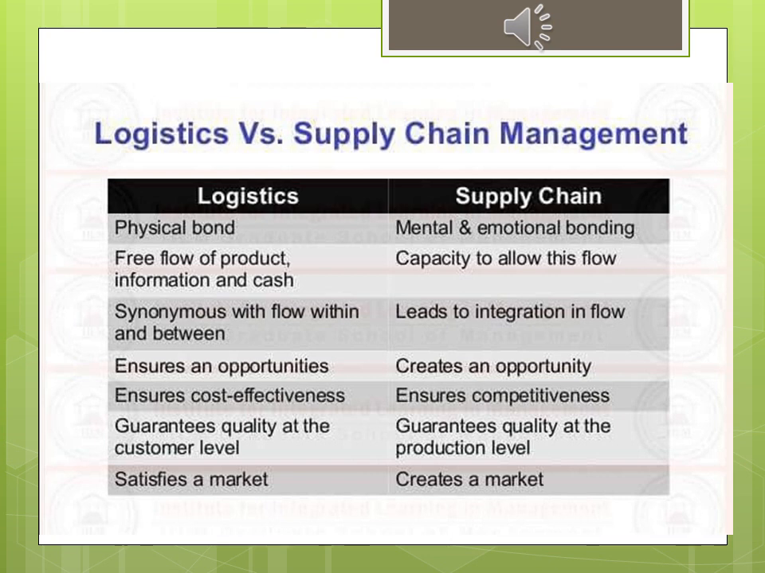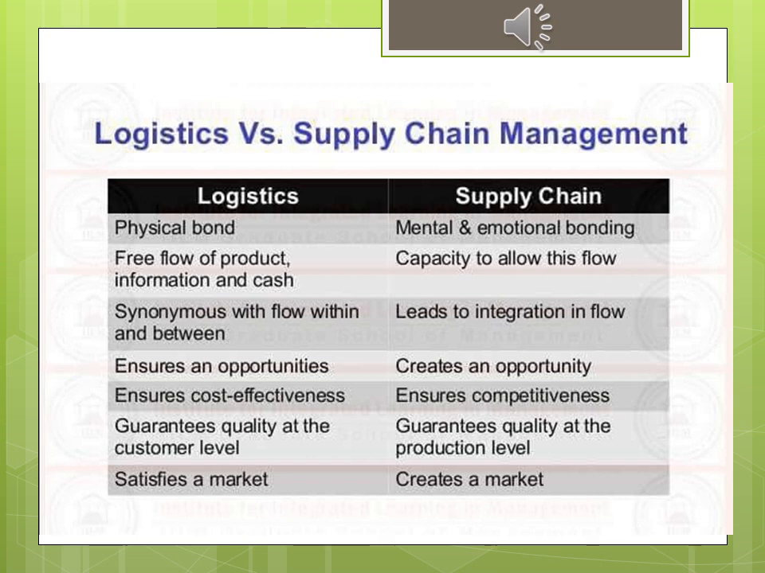Guarantees quality at the customer level, guarantees quality at the production level. And I will tell you, supply chain management is a total quality concept, that from buying till the end we will be looking for quality, like the total quality management concept. You might have heard that.